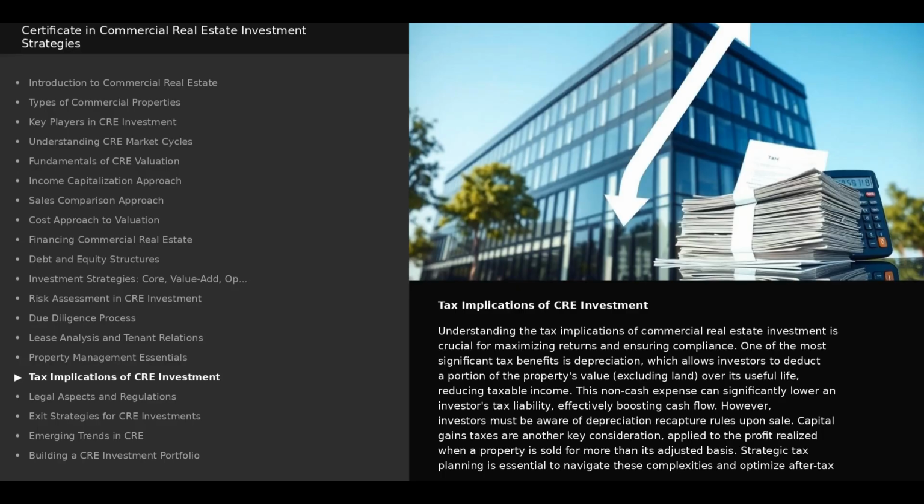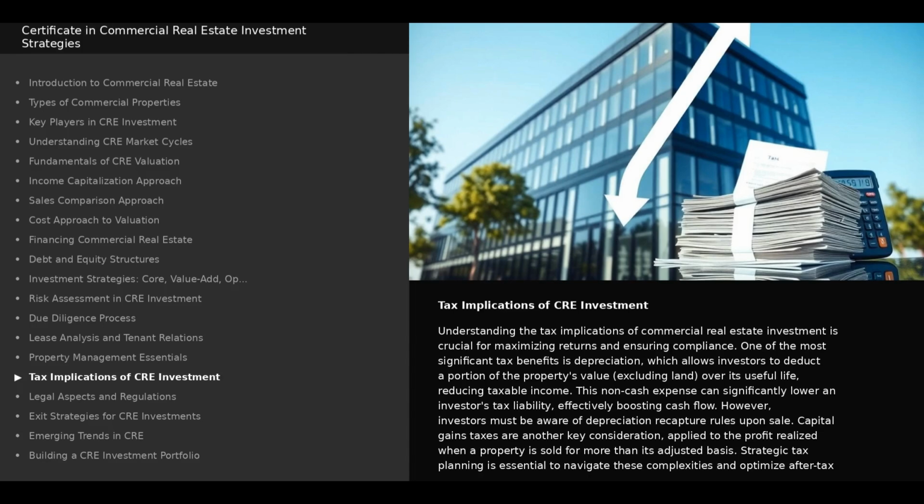Tax implications of CRE investment. Understanding the tax implications of commercial real estate investment is crucial for maximizing returns and ensuring compliance. One of the most significant tax benefits is depreciation, which allows investors to deduct a portion of the property's value, excluding land, over its useful life, reducing taxable income.